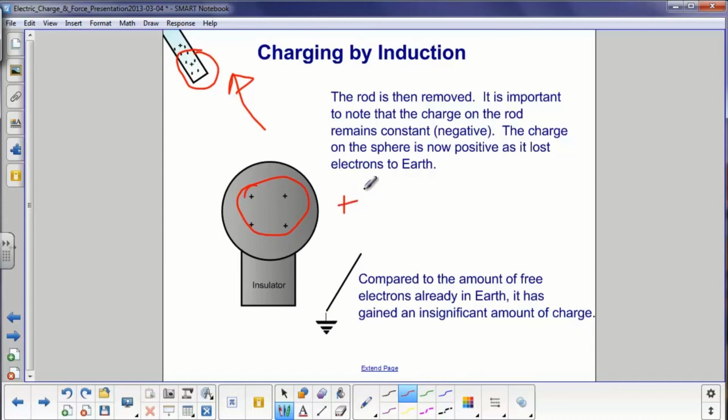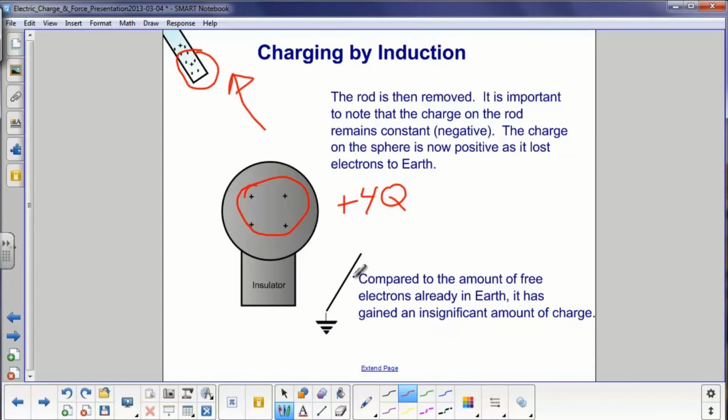So we now have a plus 4q, where originally we had 0. It picked up this charge from the Earth. However, compared to the amount of free electrons already in the Earth, it has gained an insignificant amount of charge. Charge is still conserved, of course, right? We have plus 4q here. Since we originally had 0, the Earth has now picked up a minus 4q.